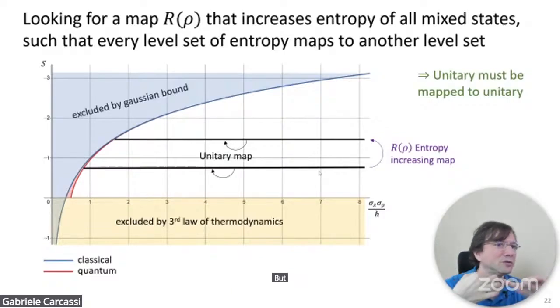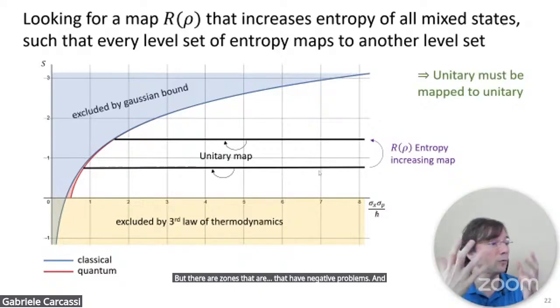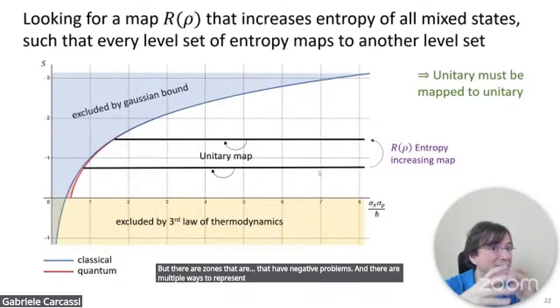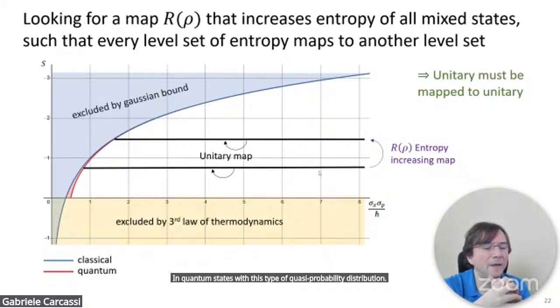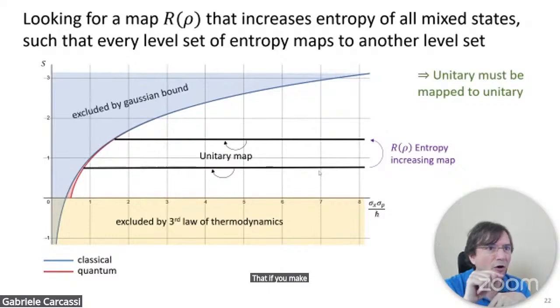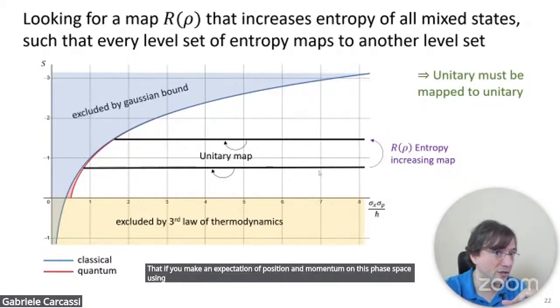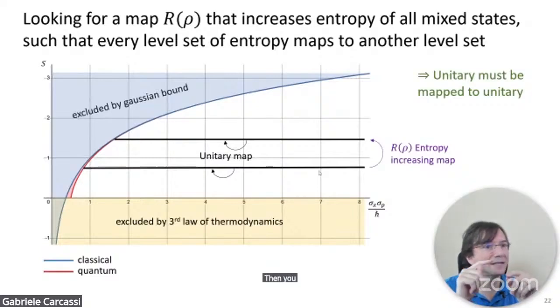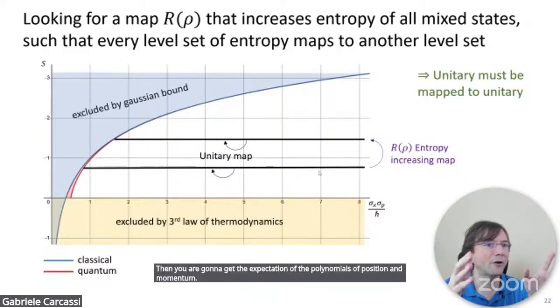But there are zones that have negative probability. And there are multiple ways to represent mixed states in quantum states with this type of quasi-probability distribution. The Wigner functions have the nice property that if you take an expectation of position and momentum on this phase space using the Wigner functions, then you are going to get the expectation of the polynomials of position and momentum that are in symmetric order.